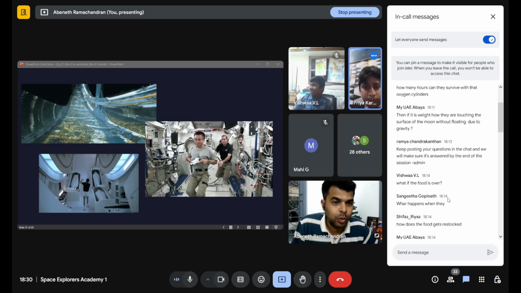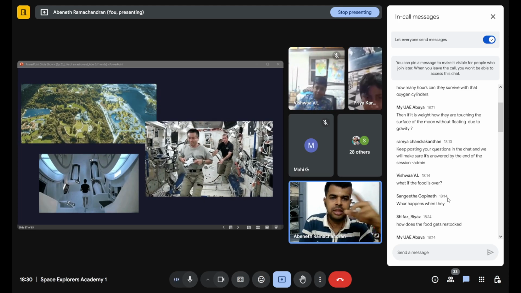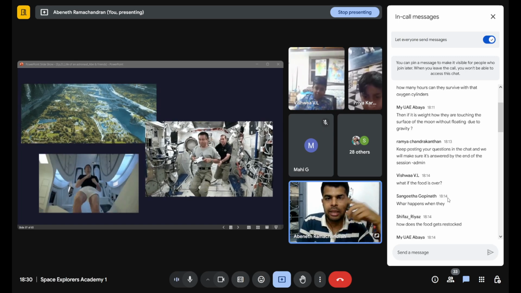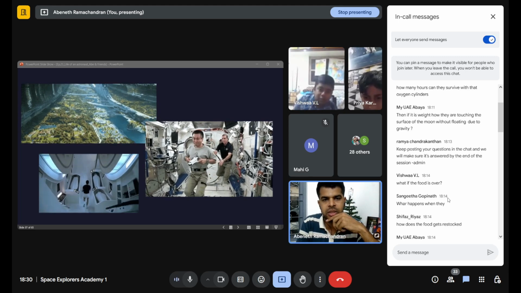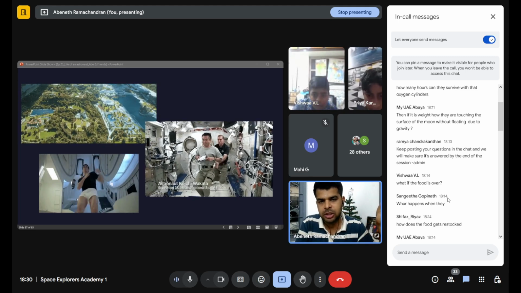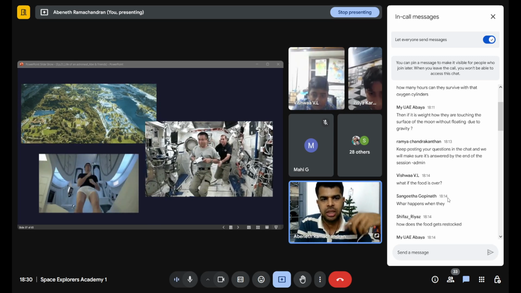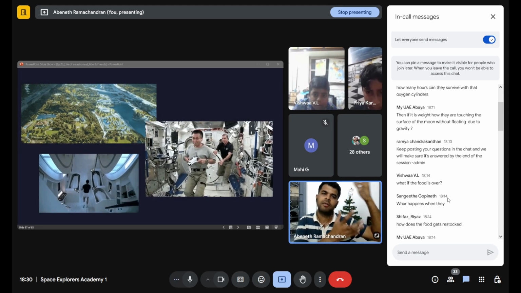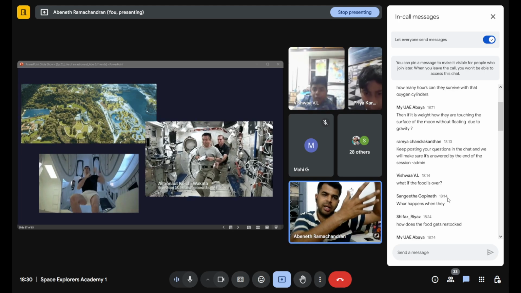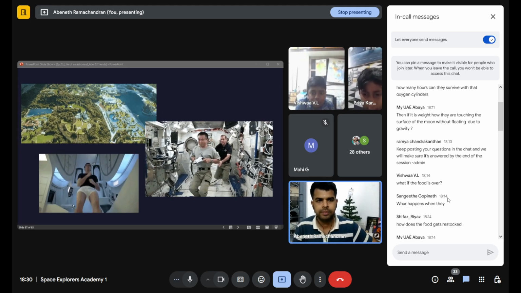What if the food is over? Okay, good question. Food is usually resupplied every 6 to 8 months. That is a resupply mission, which the International Space Station is now serviced by the SpaceX Falcon 9 rocket. So there is a service mission happening every 6 to 8 months. They will send the food there, and after 6 to 8 months they will bring all the garbage back to the planet and throw it into the dustbin here.